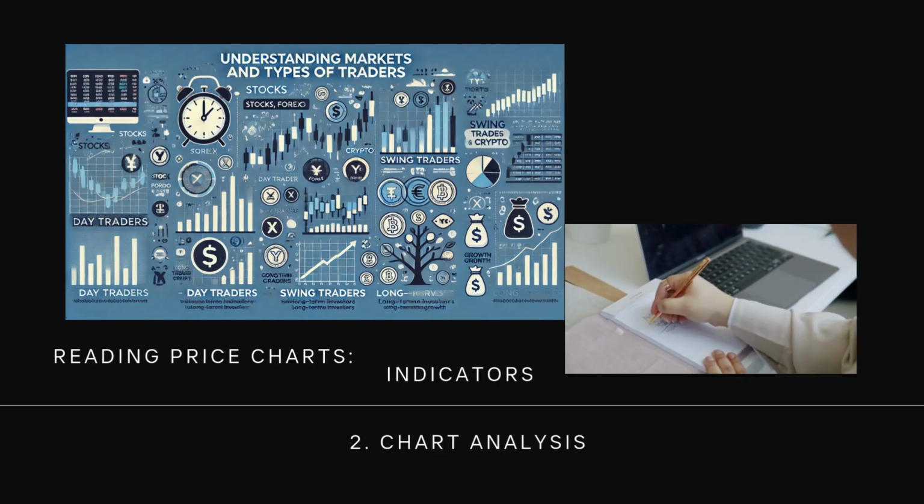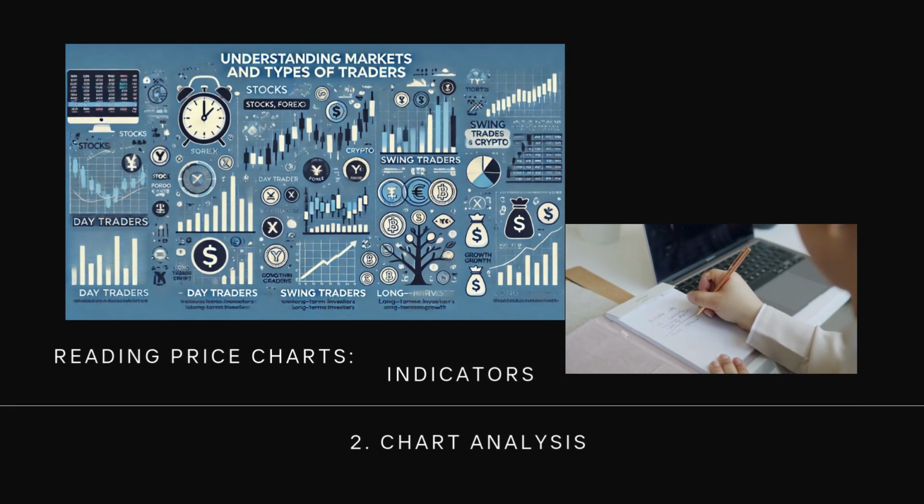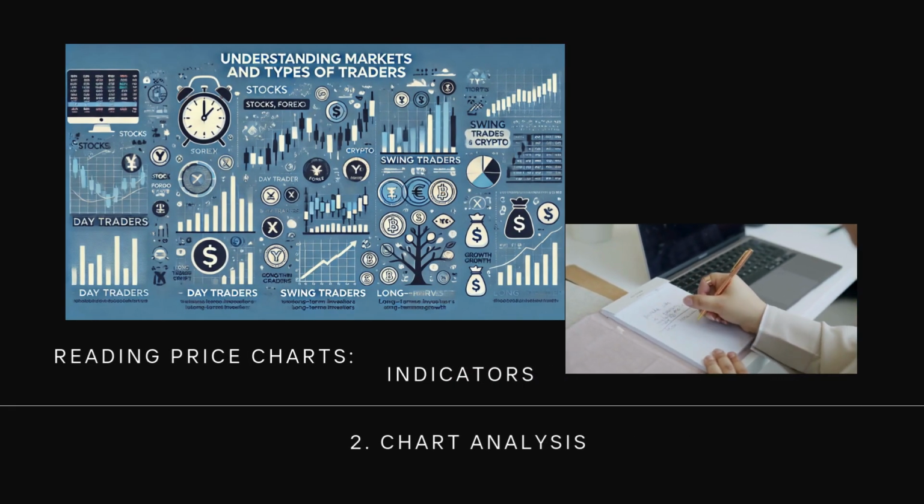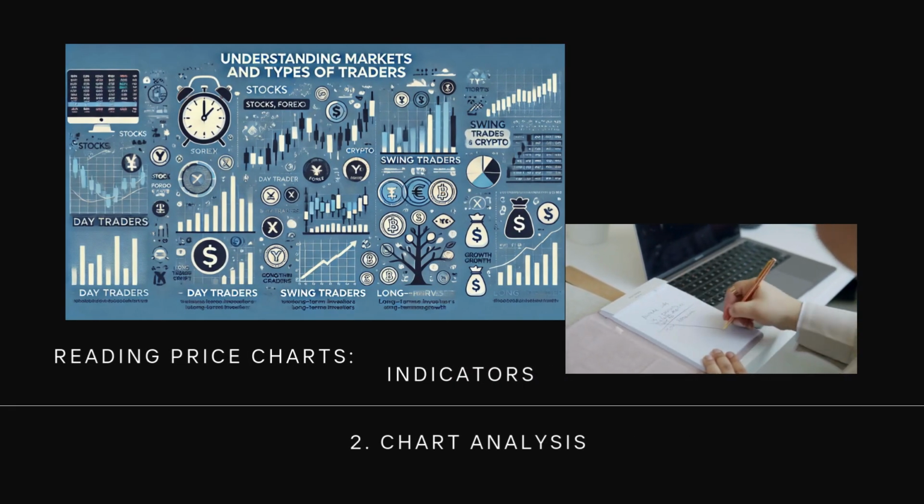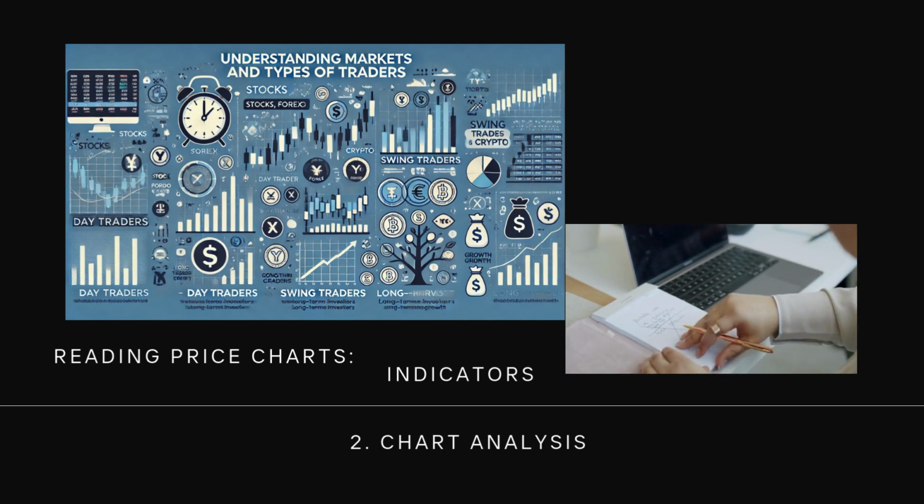Indicators. Moving averages show trends. RSI, Relative Strength Index, highlights overbought and oversold conditions. MACD signals potential trend reversals.